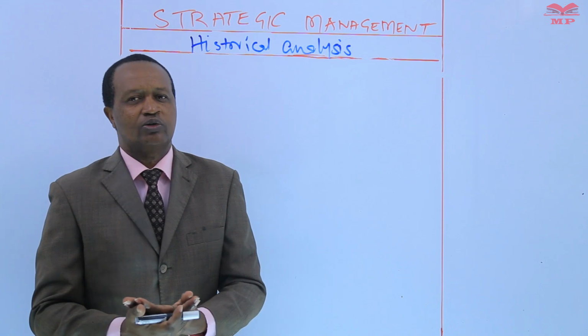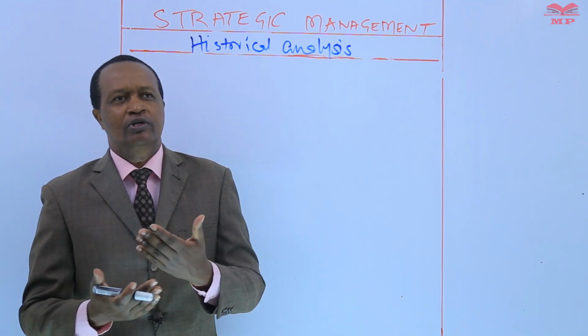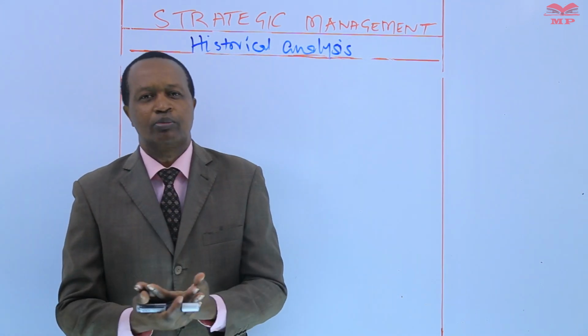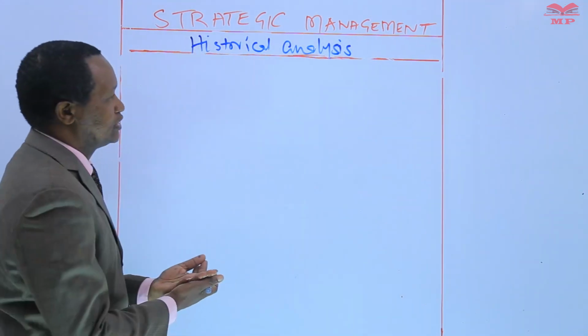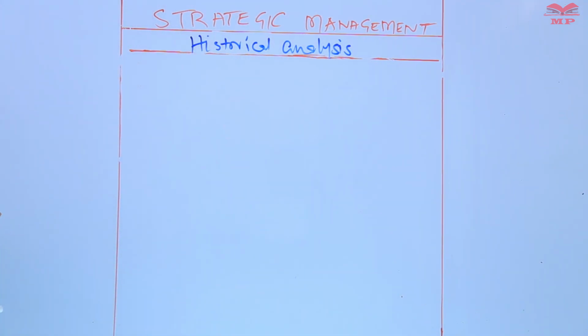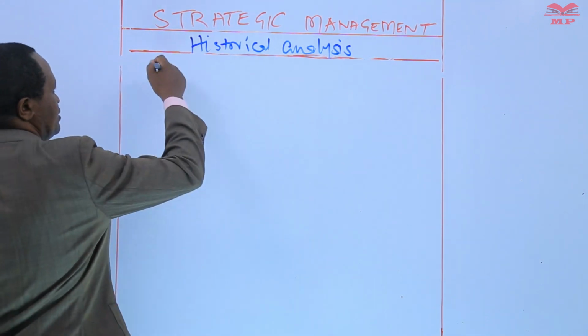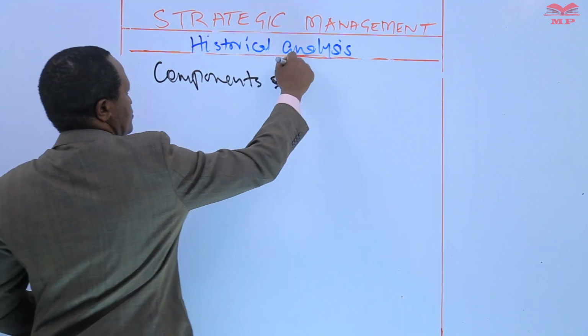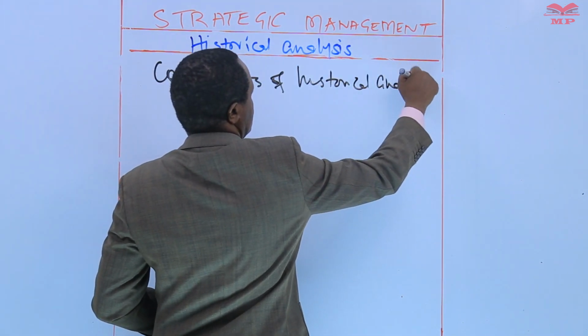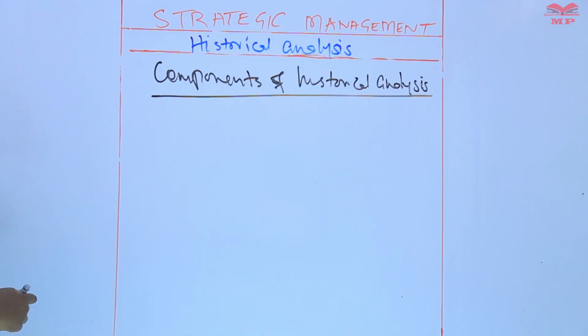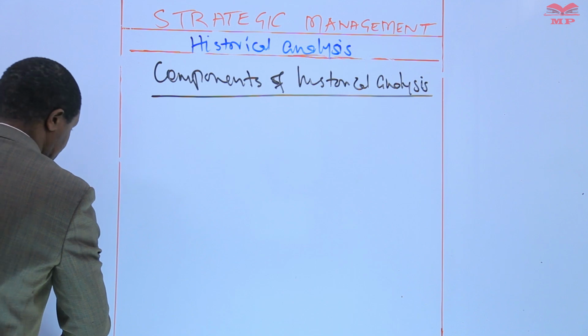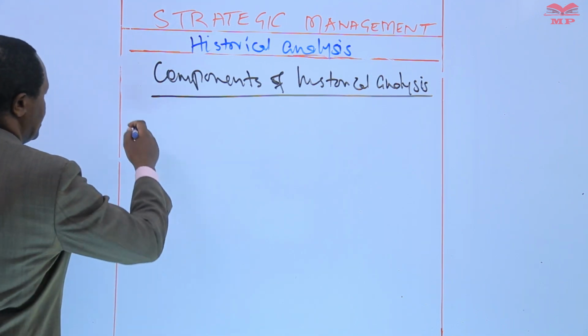For us to understand all that, we need to analyze the components of historical analysis in the context of an organization. Components of historical analysis. The first component is data collection.